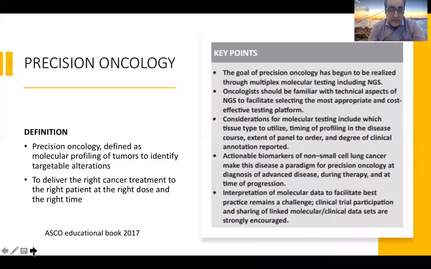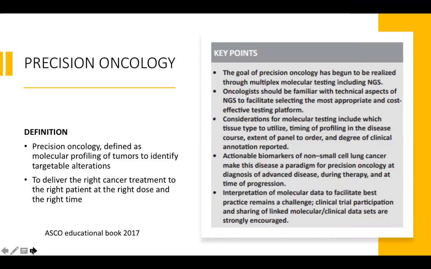So to begin with, precision oncology is defined as molecular profiling of tumors to identify targetable alterations. So the basic goal is to deliver the right cancer treatment to the right patient at the right dose and at the right time. The goal of precision oncology has begun to be realized through multiplex molecular testing, including NGS. Oncologists should be familiar with technical aspects of NGS to facilitate selecting the most appropriate and cost-effective testing platforms.